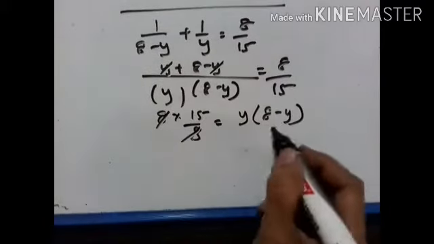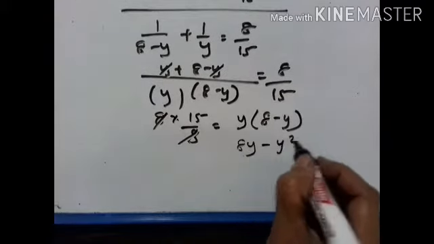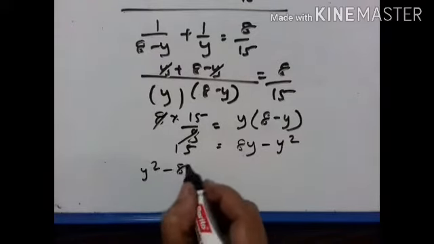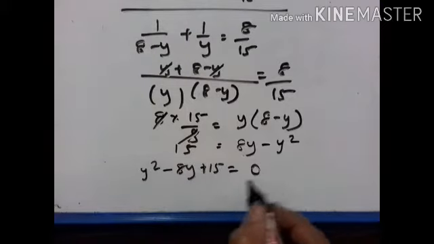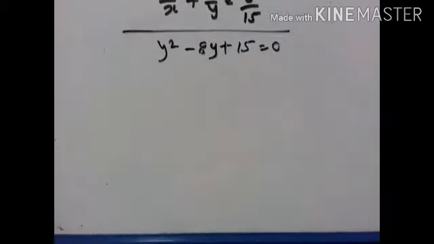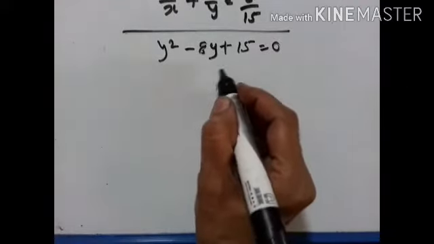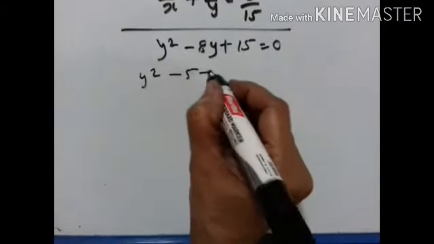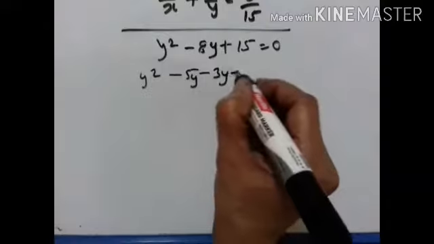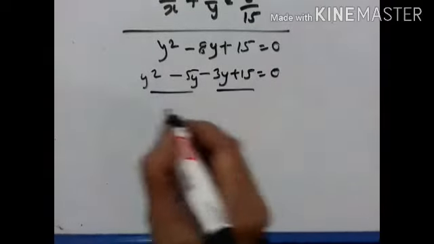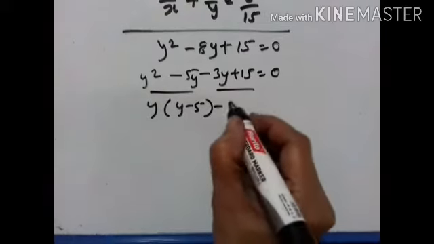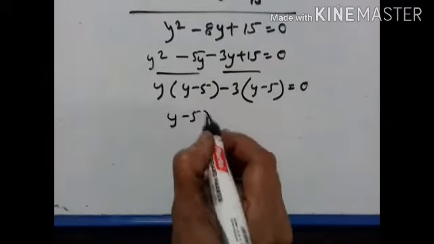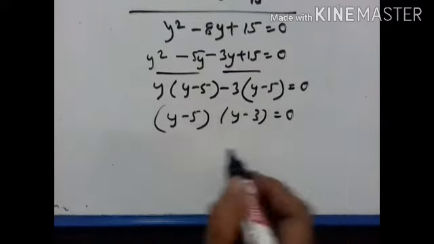8 goes off. 8y minus y square is equal to 15, or y square minus 8y plus 15 is equal to 0. Let us factorize this now. Hope you remember splitting the middle term. Y square, 15 means 5 3s are 15, minus 5 minus 3. Y square minus 5y minus 3y plus 15 is equal to 0. Y is common. Y into y minus 5 minus 3 into y minus 5 is equal to 0. So y minus 5 into y minus 3 is equal to 0.